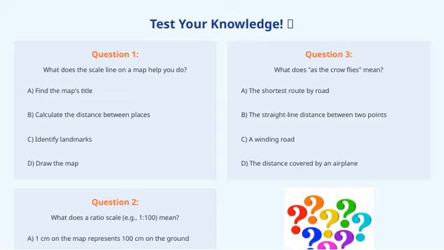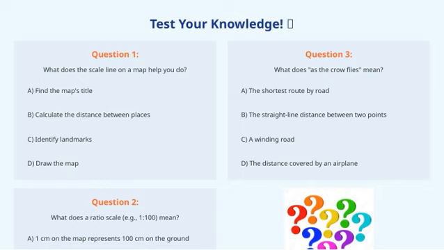All right, now it's time to test what we've learned. Let's go through some questions to see how well you understand map skills. First up, what does that scale line on a map help you do? Is it A, to find the map's title, B, to calculate the distance between places, C, to identify landmarks, or D, to draw the map? The correct answer is B. It's all about helping you measure distances accurately.